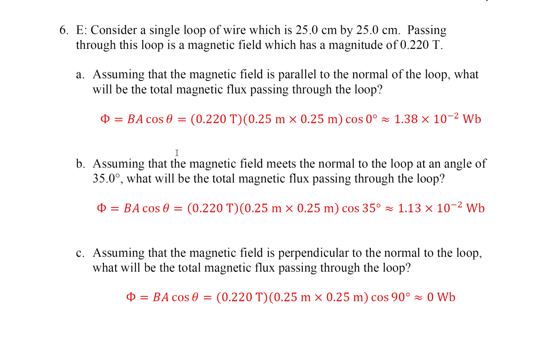Part B, assuming that the magnetic field meets the normal to the loop at an angle of 35 degrees, what will be the total magnetic flux passing through the loop? Okay, theta is 35 degrees.